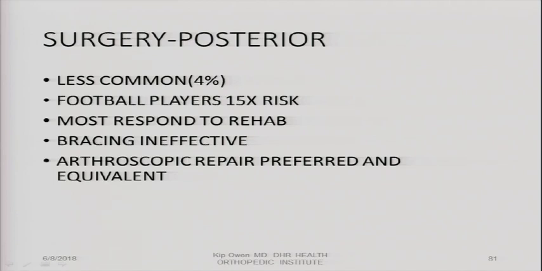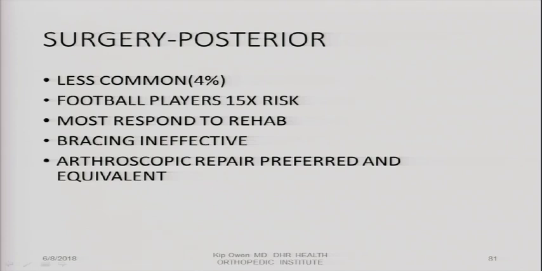Posterior. Okay, posterior dislocations are classified as about 2 to 4% relative to the total number of shoulder dislocations. As a sports doc, the percentage is much higher than that. Football players are at 15 times risk for posterior dislocations. Also see it in runners.